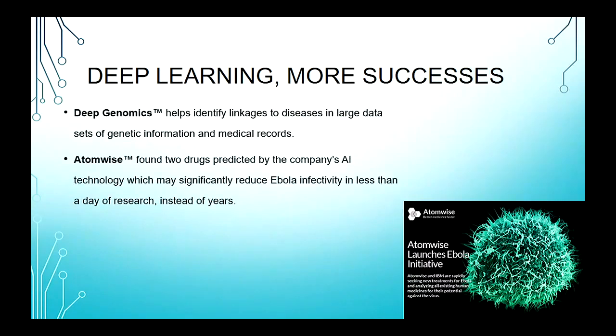Atomwise was another company. This was the company that essentially stopped the Ebola pandemic. When Ebola became a problem several years ago, we didn't have a vaccine for it, and we didn't have the time to develop one. So instead of going down the traditional route of developing a vaccine, going through clinical trials and all that, they ran a deep learning model and figured out 2 different drugs that could work. Normally, developing a vaccine takes about 10 years. They developed this in less than a year, just by deep learning.